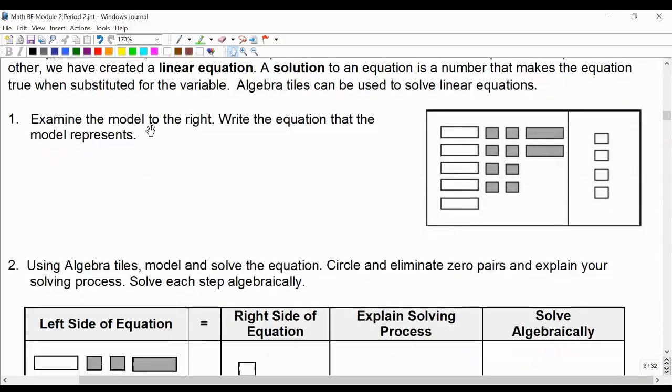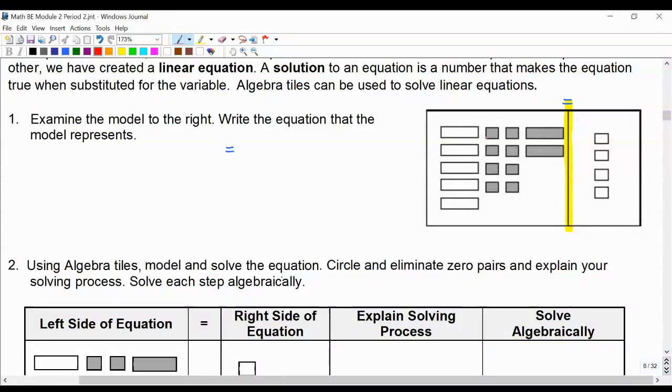Number 1, examine the model or the tiles to the right and write an equation that the model represents. So the first thing we might notice is that as we look at models, we're going to have this boundary line, which represents the equal sign. So you're taking notes on this, and feel free to pause the video if I'm going too fast to get caught up or rewind it. But we're going to first mark that or annotate that. And then next, we're going to build our equation.